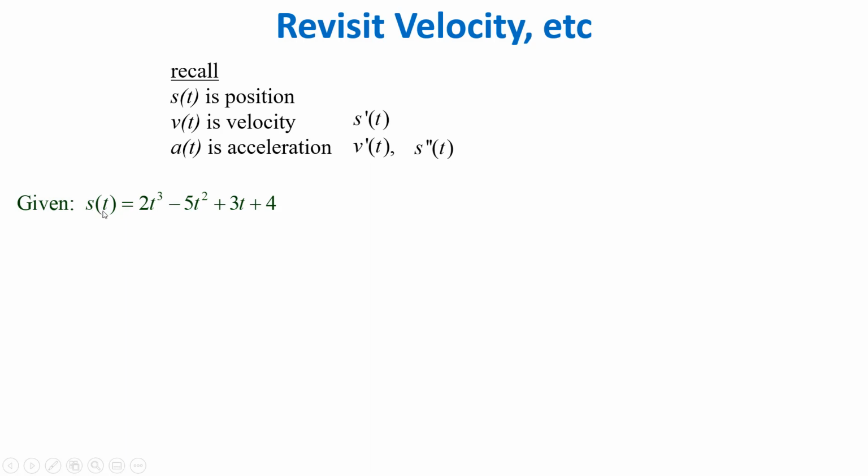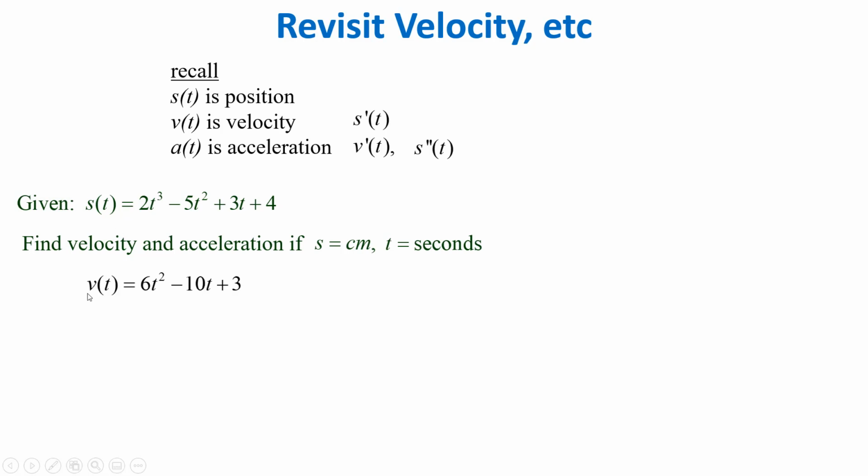Now, if you're given a position to be s of t equals 2t cubed minus 5t squared plus 3t plus 4, and you're asked to find the velocity and acceleration, and you're given units. The units for position is centimeters. Time is in seconds. Then to get velocity, all you're going to do is use power rule on this. V of t would be 6t squared minus 10t plus 3, and then technically plus 0.